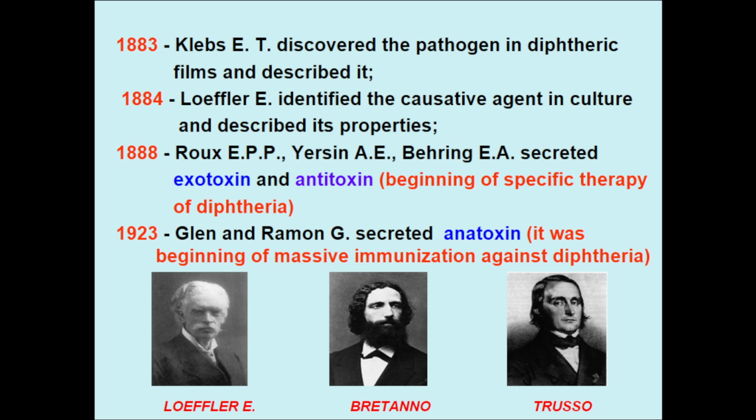In 1883, Klebs discovered the pathogen in diphtheritic films and described it. In 1884, Loeffler identified the causative agent in culture and described its properties. In 1888, Roux, Yersin, and Bernick isolated exotoxin and antitoxin, and this was the beginning of specific therapy of diphtheria. In 1923, Glenny and Ramon isolated anatoxin. It was the beginning of massive immunization against diphtheria and led to a significant decrease in the incidence of cases.